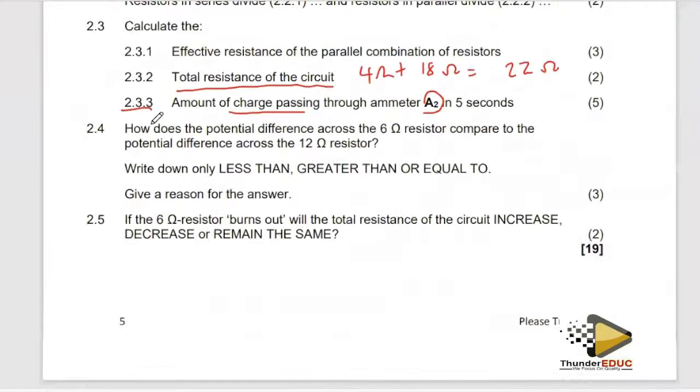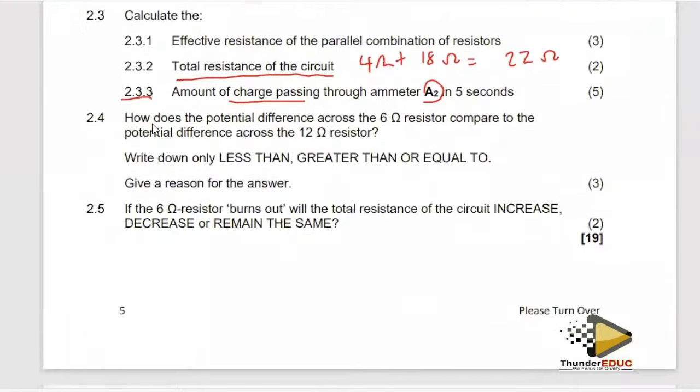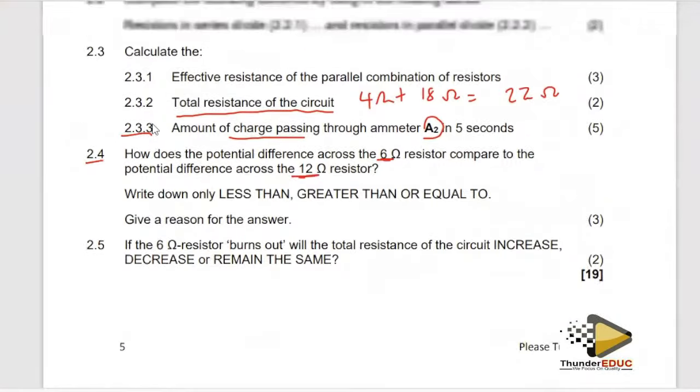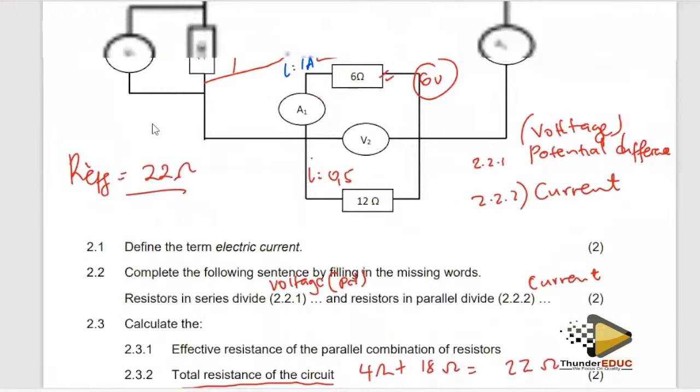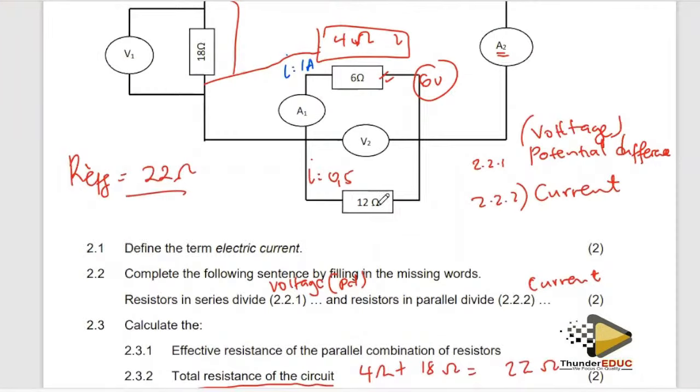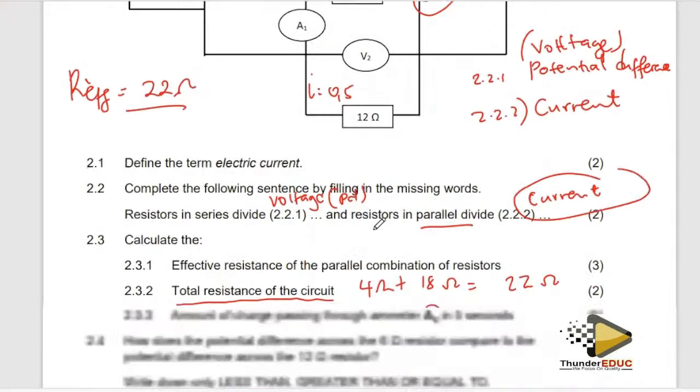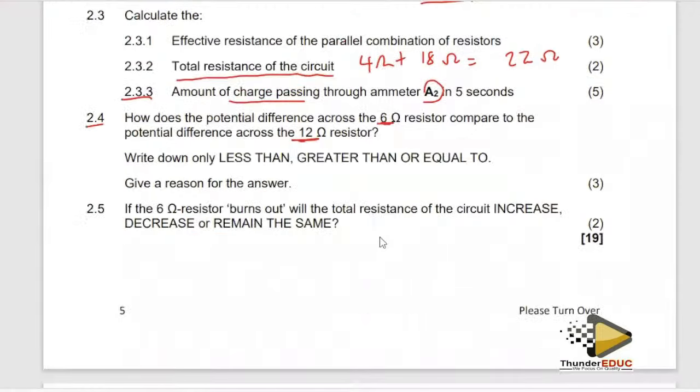Okay, then 2.4. They're asking how the potential difference across the 6 ohm compares to the potential difference across the 12 ohm. Remember, it's the same parallel combination. And what did we say? That the parallel combination only splits the current, but the potential difference stays the same. So we're going to say it's equal to.